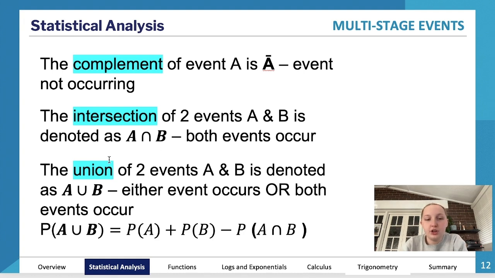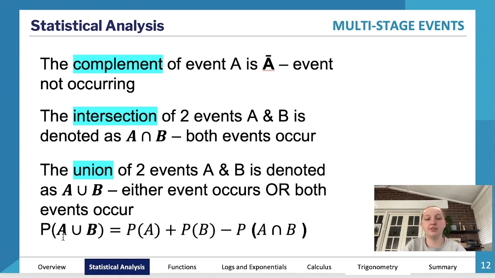And then third, the union of two events, A and B, is denoted as A union B, where either event occurs or both of the events occur. Again, if A is rolling heads and B is getting an even number, the probability of A union B is the probability that A occurs, the probability that B occurs, or the probability that A and B occur. This formula is actually on your formula sheet, so don't stress too much about having to remember it.